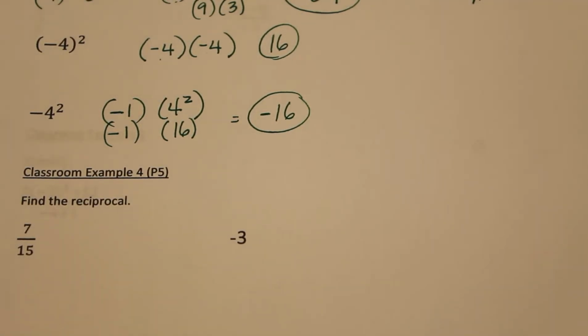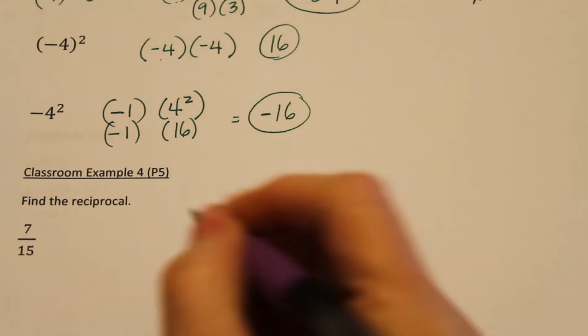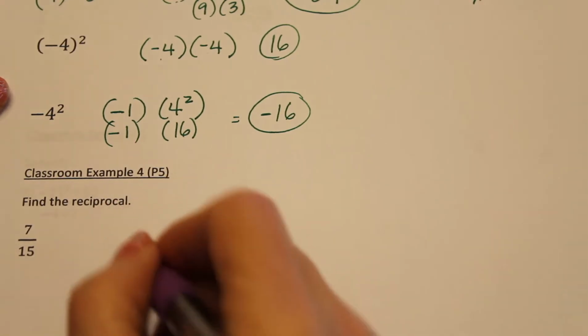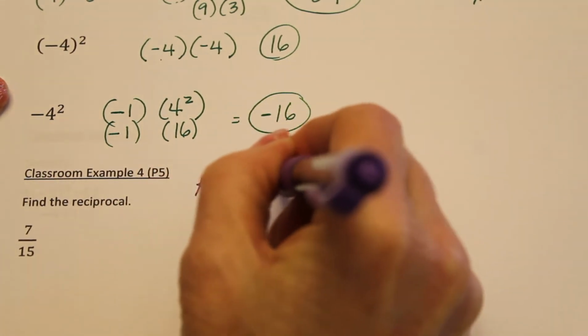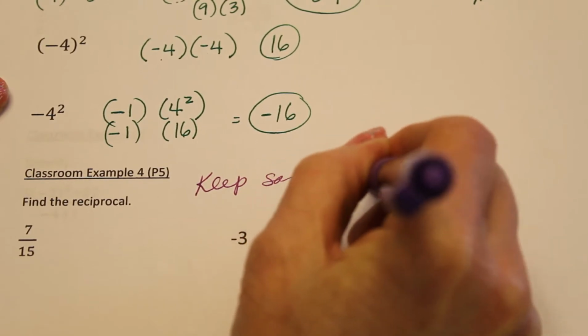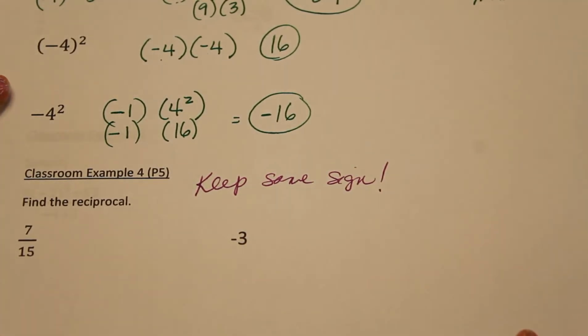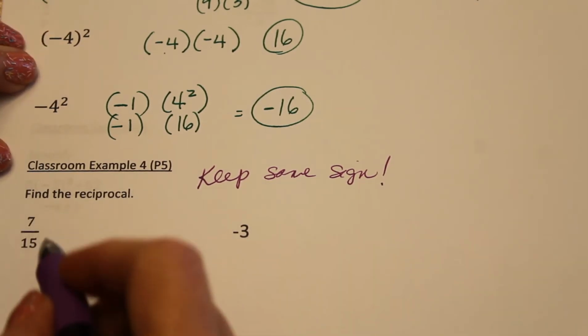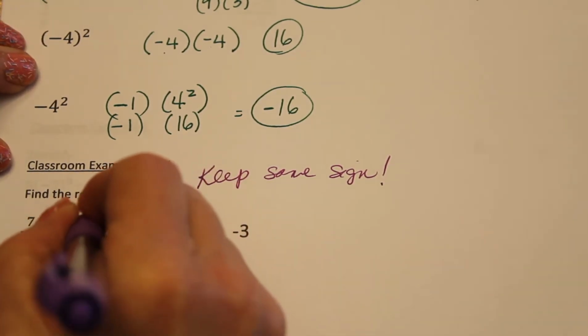Continuing section 1.7, let's go to classroom example 4. Getting ready to divide signed numbers, first let's talk about a reciprocal. The reciprocal of a number is where you swap numerator and denominator. You keep the same sign. Do not change the sign on a reciprocal. You change the sign on the opposite. You change the numerator and denominator on a reciprocal. So the reciprocal of 7 over 15 is 15 over 7.